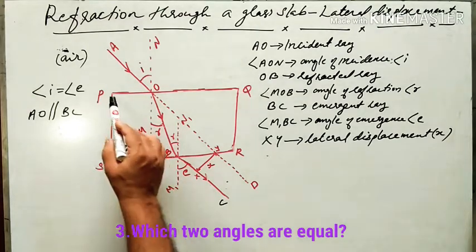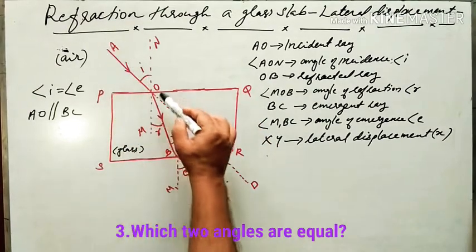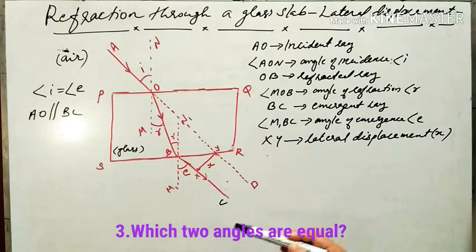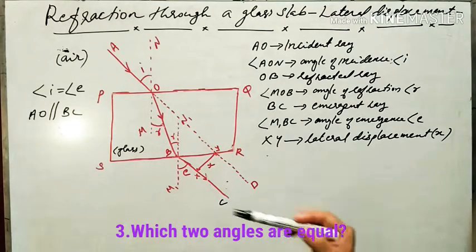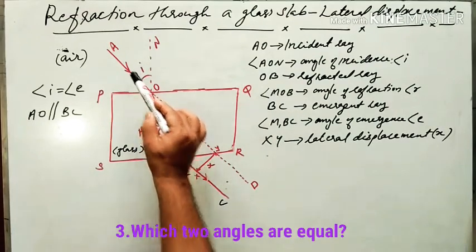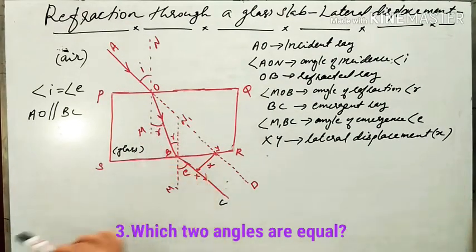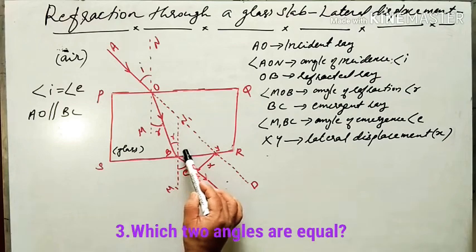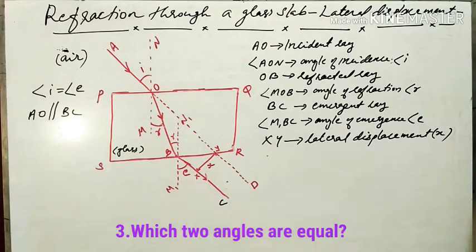Okay, so the diagram is clear to you. So this is how the refraction is taking place. Very simple, you just follow the rule, remember the rule and apply here. When a ray of light travels from a rarer medium to a denser medium, it bends towards the normal. When it travels from a denser medium to a rarer medium, it bends away from the normal.